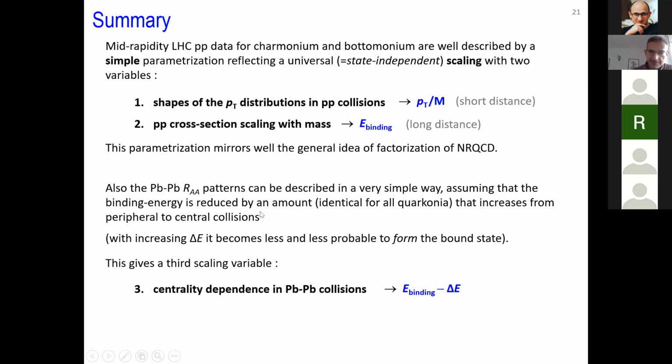And in a lead-lead collision, we try to make a very simple and minimal extension of what we saw in proton-proton collision, adding simply one quantity, this shift in binding energy, delta E, which makes it less and less probable to form the bound state. And this gives another scaling variable for the lead-lead case, which is the binding energy minus this delta E.